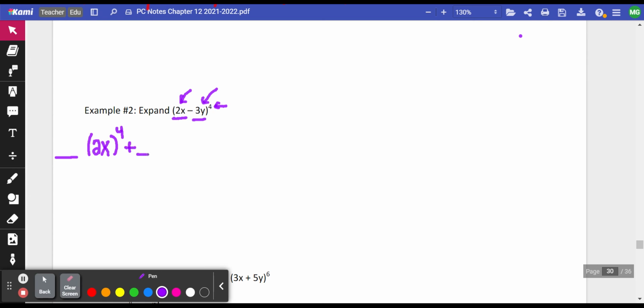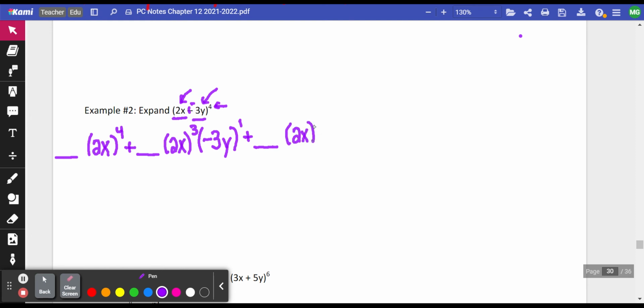Plus, you leave a blank. We're going to have 2x raised to the 3rd power. And I put negative 3y raised to the 1st power. Okay, you might want to think of this as plus and negative. We'll talk about some things in class as well, but different ways we can do this. Keep it going. We leave our blank.